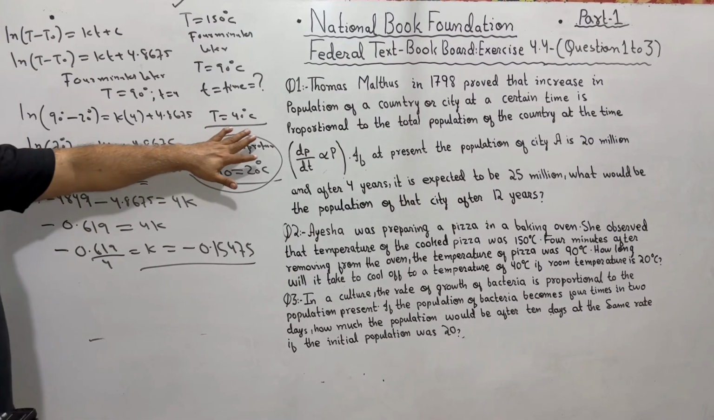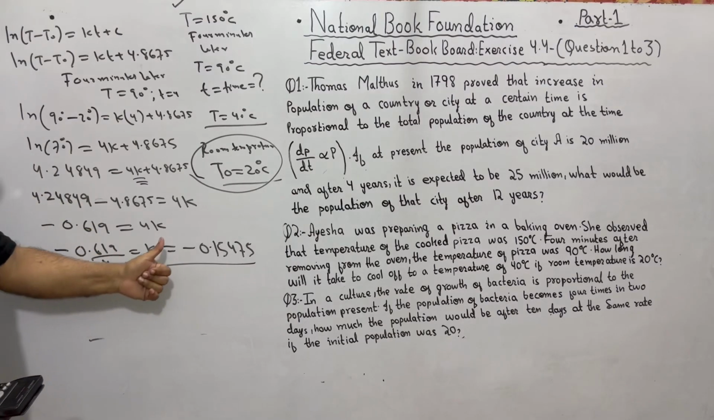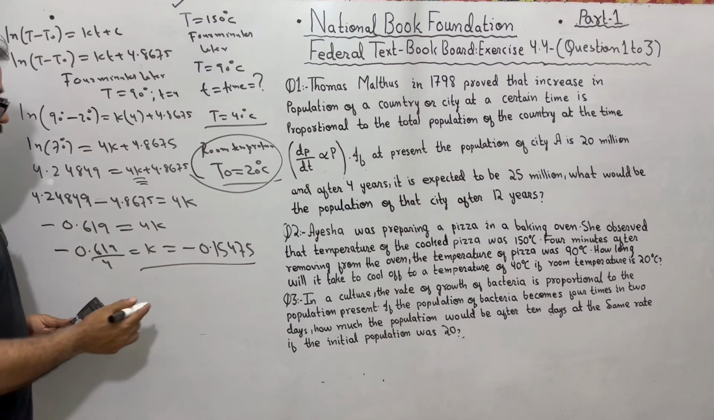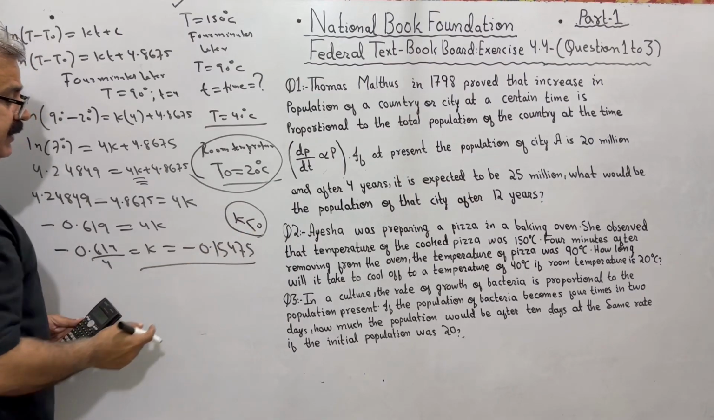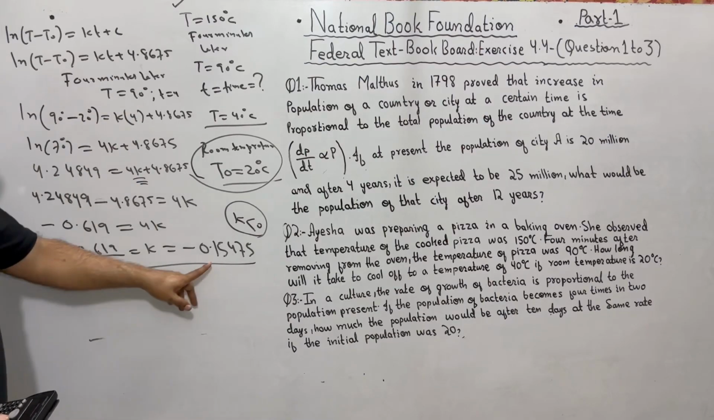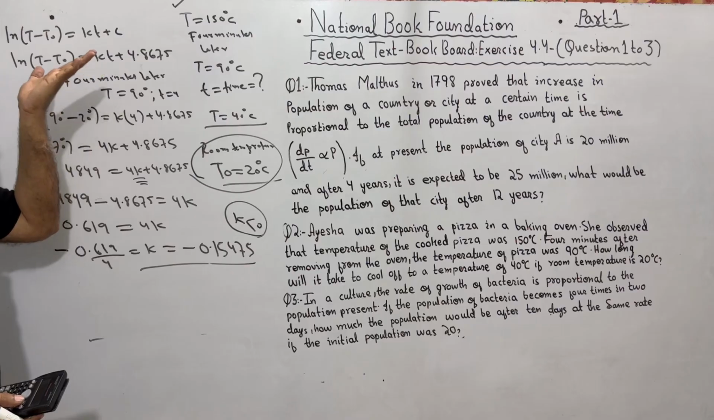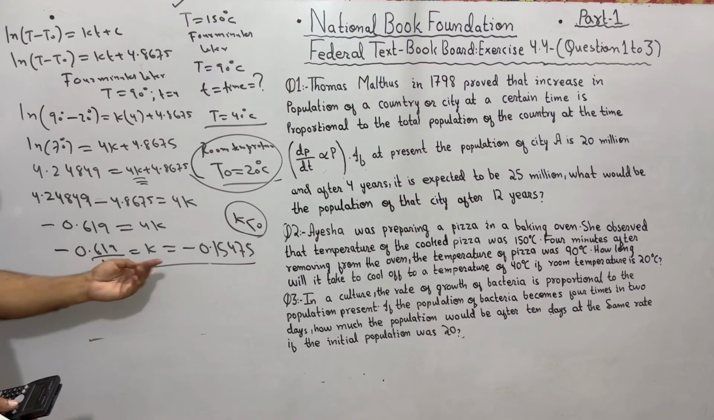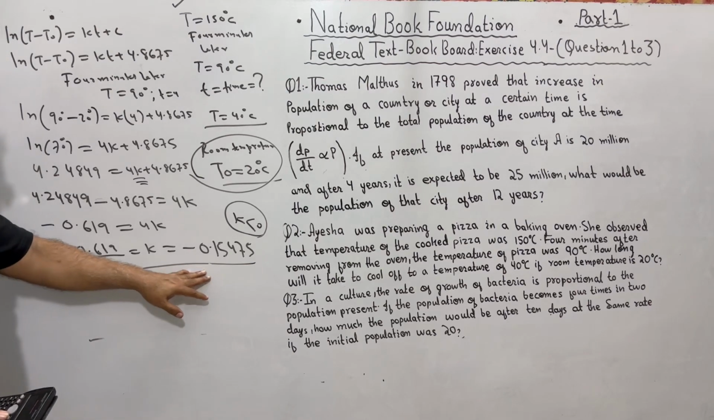Okay, look at this. In the case of the first prior question, it is increasing. Increasing means we have k greater than 0. Here it is a decrease. Now the pizza is cooling down, the temperature is coming down. Decrease, decrease, that's why we have k negative. If it is a question of increase, k must be 100% positive. If it is a decrease, k must be negative, as is the case.